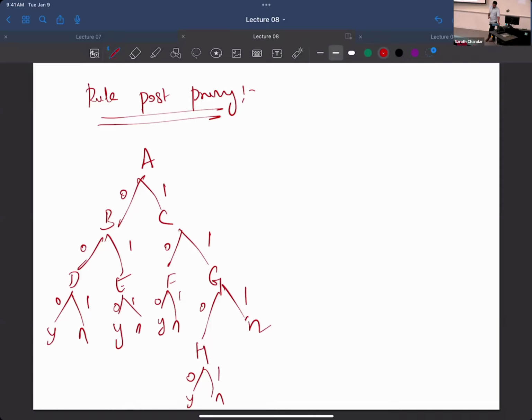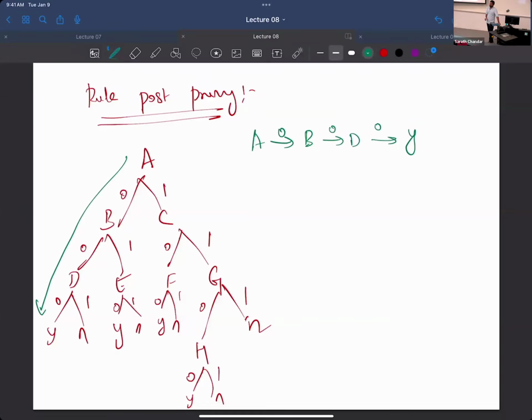Some decision tree. So it doesn't matter what the tests are. The idea of rule post pruning is to consider every possible path and come up with rules for that path. For example, the first path says, if A is 0 and B is 0 and D is 0, then the answer is yes.